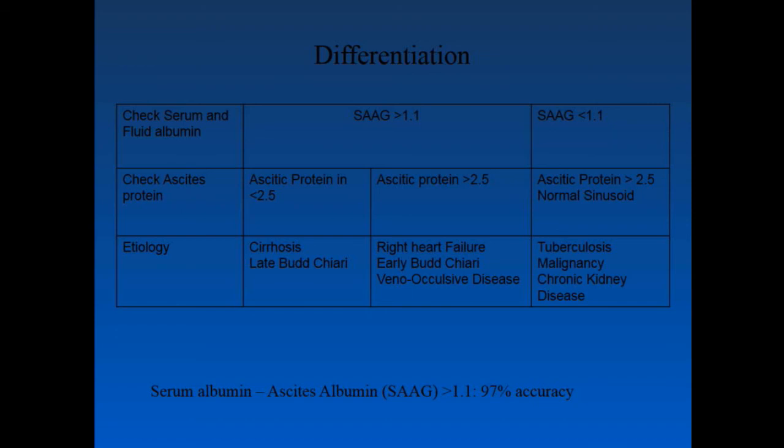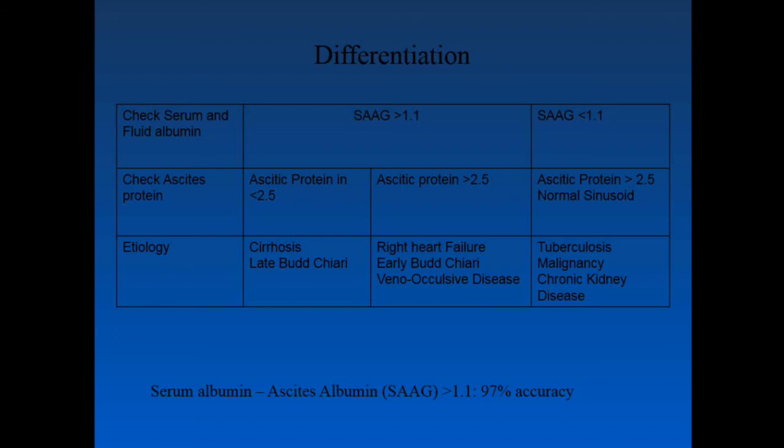The serum ascites albumin gradient, you all know about it, is actually 97% accurate in saying whether a patient has portal hypertension or not. So the SAG more than 1.1, if the ascitic protein is less than 2.5, it's mostly cirrhosis and late Budd-Chiari syndrome. If ascitic protein is more than 2.5, it's mostly right heart failure, early Budd-Chiari syndrome, and veno-occlusive disease. Obviously, if the SAG is less than 1.1, you're suspecting ascitic protein more than 2.5, normal sinusoidal pressure, and etiology could be tuberculosis, malignancy, chronic kidney disease, etc.